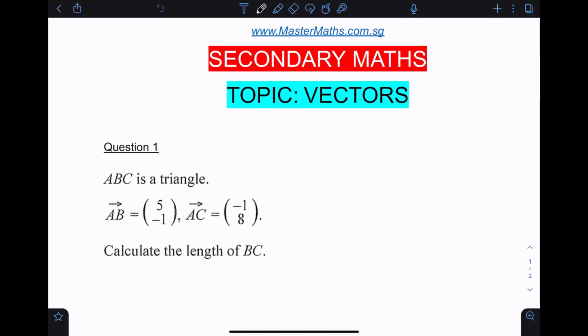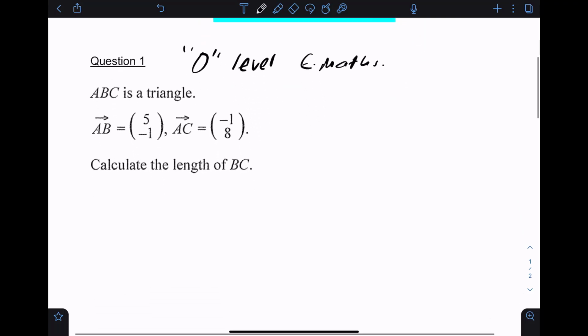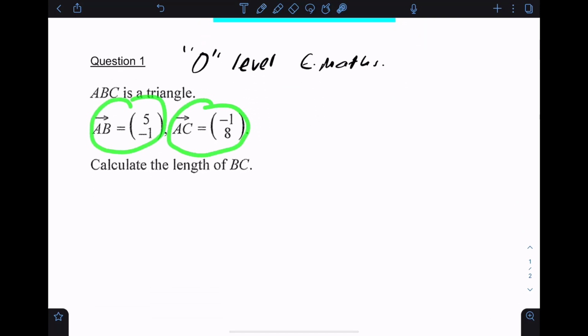Okay friends, we have a vectors question. This one I believe was taken from a past O-level actual E-maths paper. Okay, so let us discuss. ABC is a triangle, and then you got a vector AB, you got a vector AC as well. Calculate the length of BC.